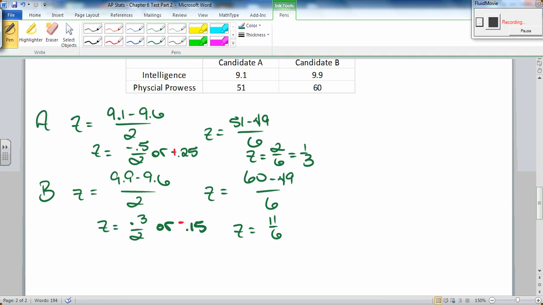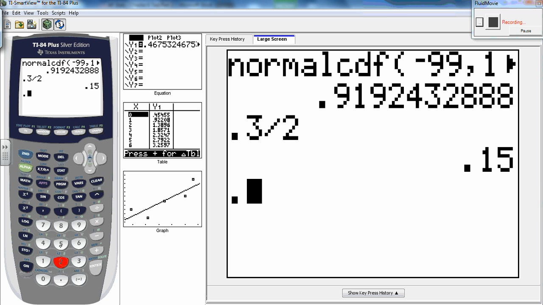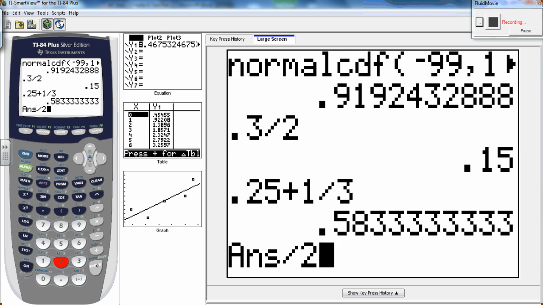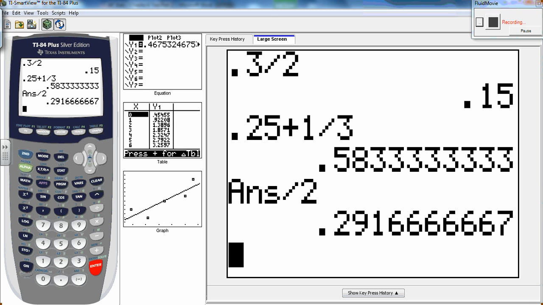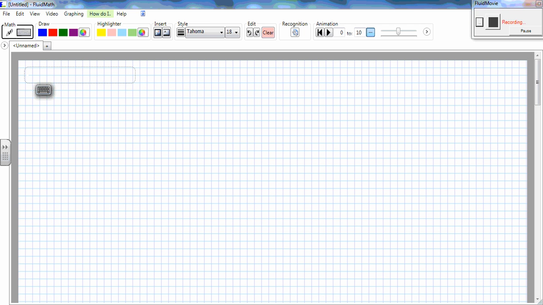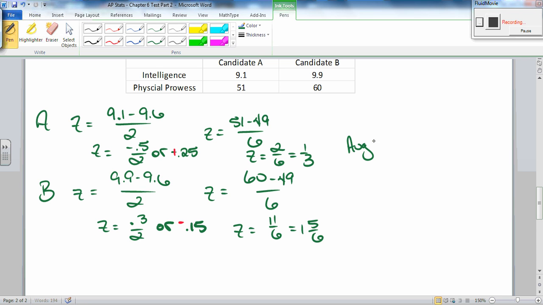And we have 11 over 6, which is equal to 1 and 5/6. So what we want to do is determine which of these candidates is better. Now we found their z-scores, so we've standardized these values. To determine which one's better on paper, really the best that we can do with the information we have is just average these together. So when we take the average for candidate A, we have 0.25 plus 1/3. We take that value and divide by 2. They have an average z-score of approximately 0.3. Okay, they're averaging approximately a positive 0.3.